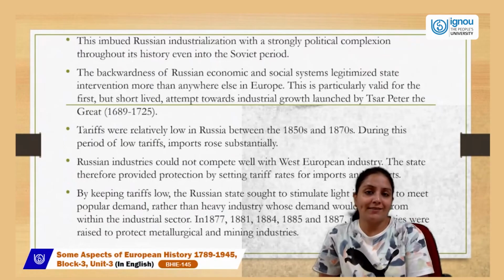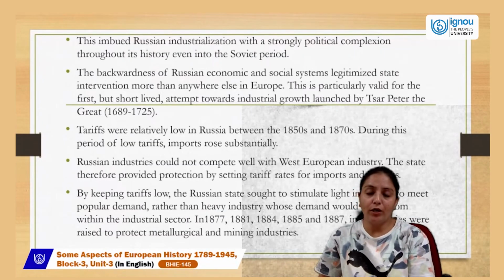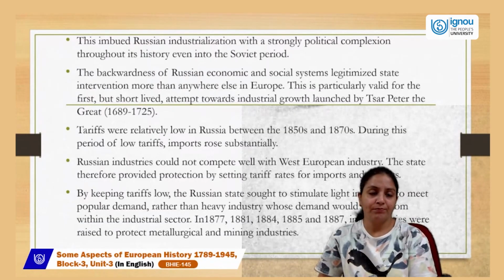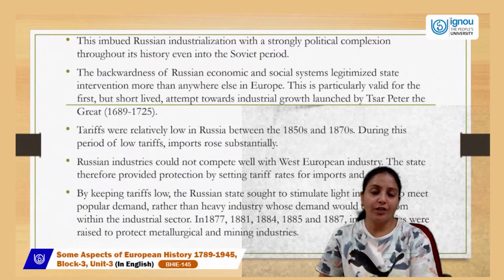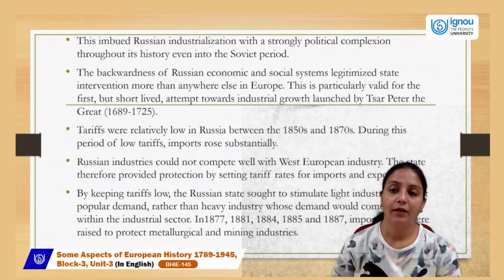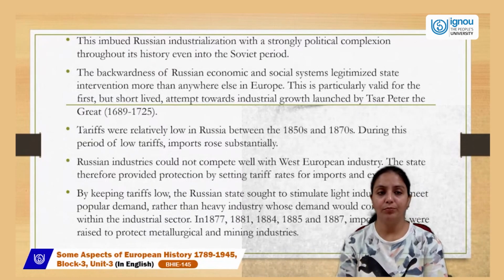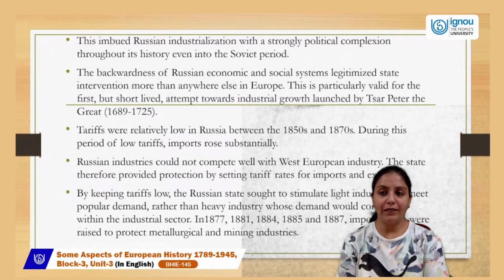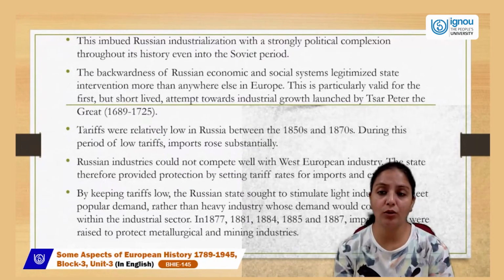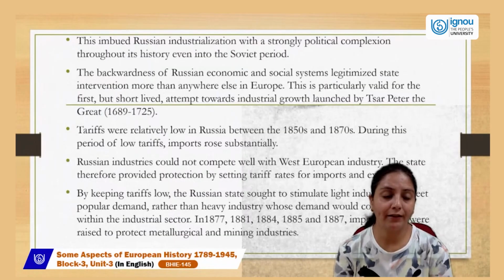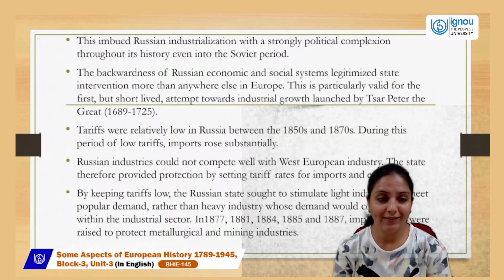This imbued Russian industrialization with a strongly political complexion throughout its history, even into the Soviet period. The backwardness of Russian economy and social systems legitimized state intervention more than anywhere else in Europe. This is particularly valid for the first but short lived attempt towards industrial growth launched by Tsar Peter the Great. Tsar Peter the Great, the time period is 1689 to 1725.